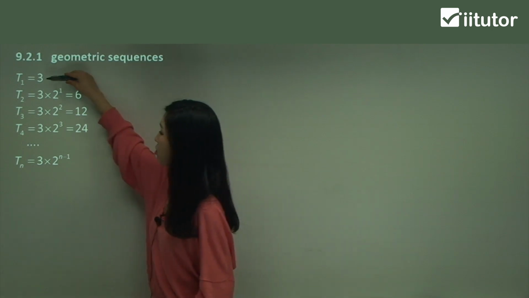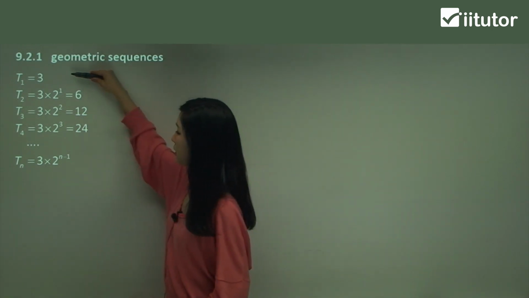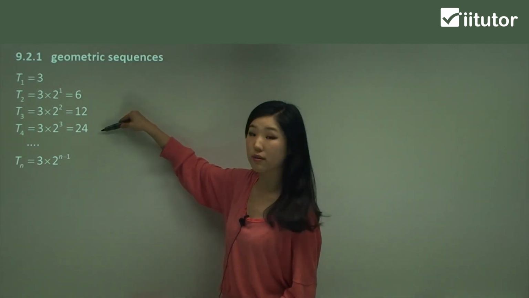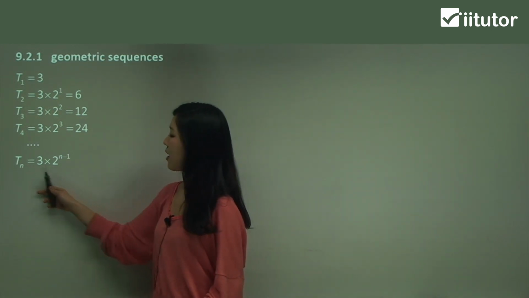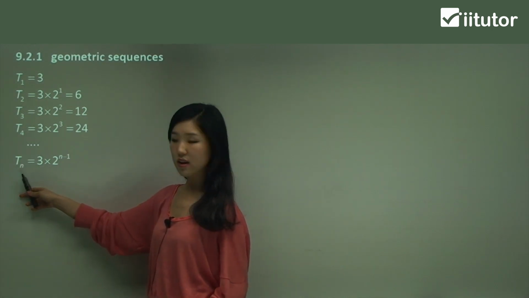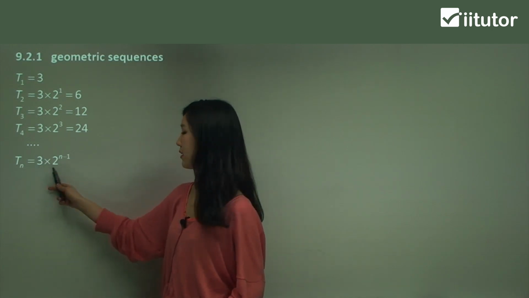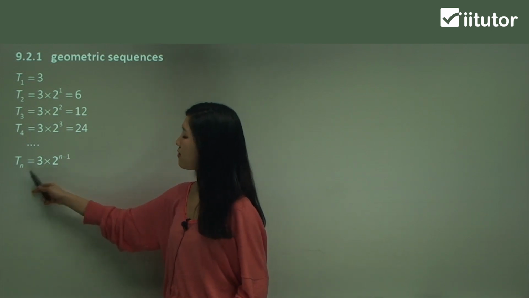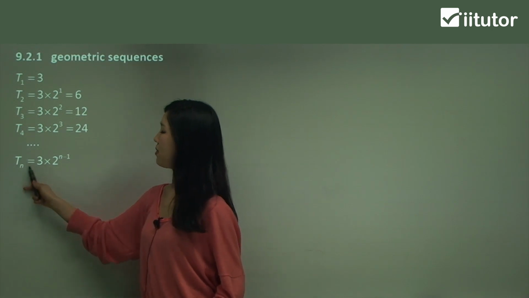Can you see that? It's a pattern: 3, 6, 12, 24. We're multiplying by 2 each time. 3 times 2 is 6, 6 times 2 is 12, 12 times 2 is 24. So it's a geometric sequence. Now have a look here. Depending on what n is, we don't know what n is. If n can vary, Tn will just be 3 times... 3 is the first number A, 2 is our common ratio R, and because we don't know what n is, the power is simply going to be n minus 1. Always 1 less than this n here.